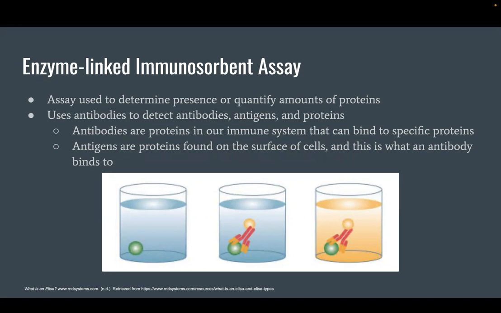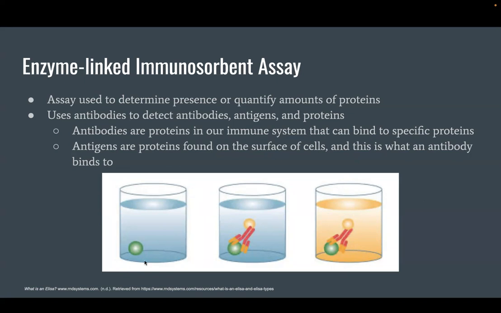want to see. And if you're unfamiliar with these terms, an antibody is a protein in our immune system that can bind to specific proteins. And these specific proteins are called antigens, and they're found on the surface of cells. And then this diagram down at the bottom here just shows the most basic steps of an ELISA.